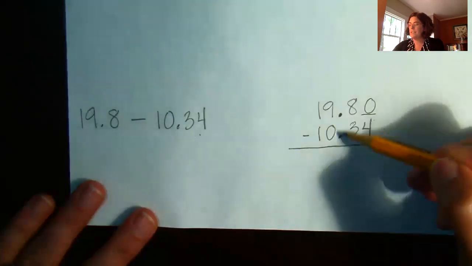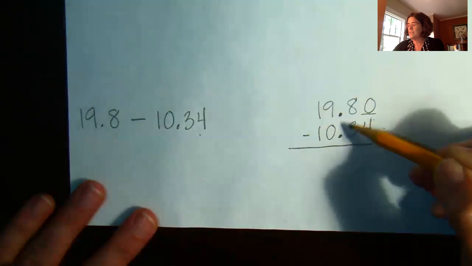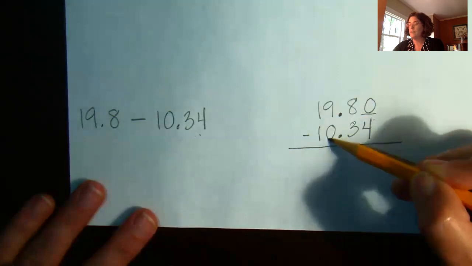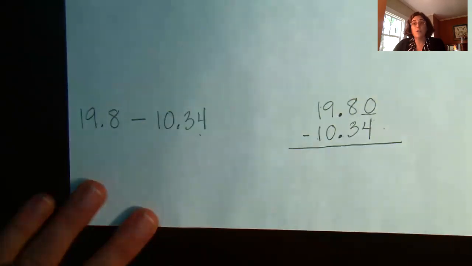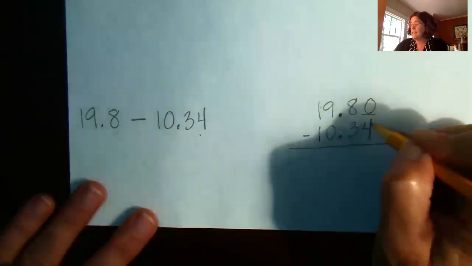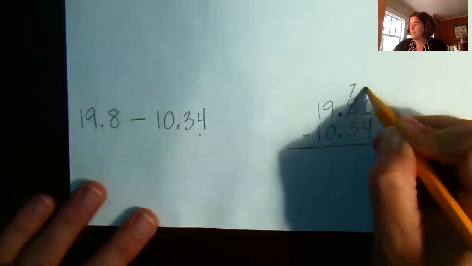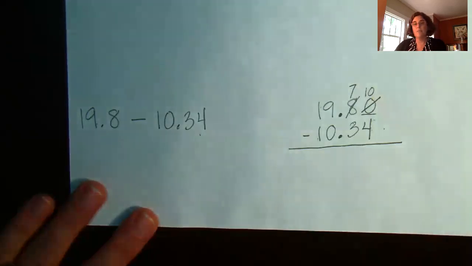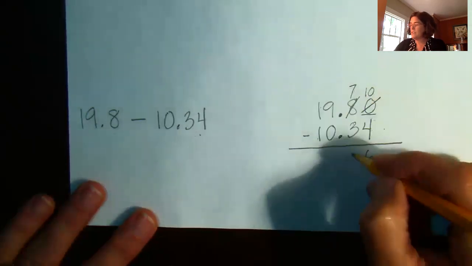Making sure that my decimals are lined up. I have my hundredths, my tenths, the decimal point, ones, and tens. Good job, and now we're going to subtract just like we normally do. All right, I can't take 4 from 0, so I'm going to have to borrow from the 8, and that becomes a 10. 10 minus 4 is 6. 7 minus 3 is 4.